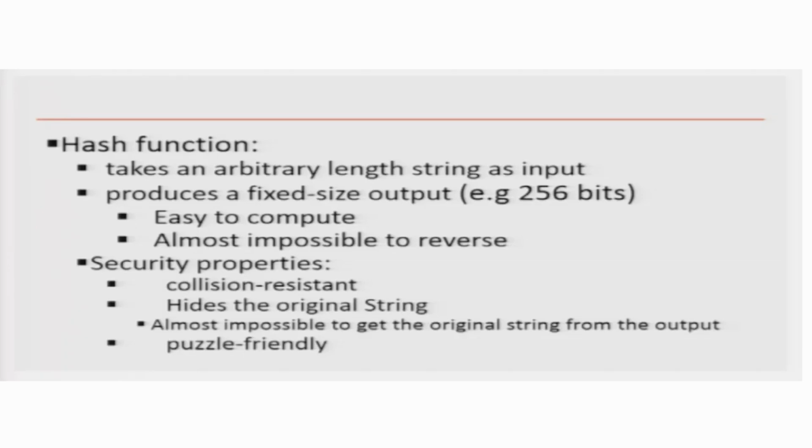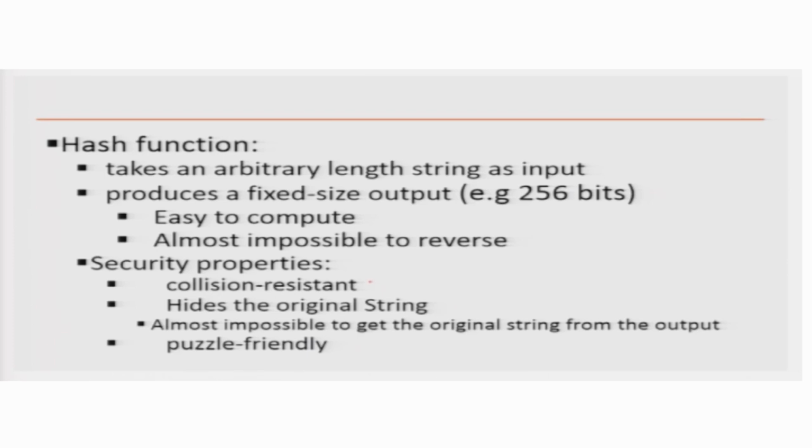So, it has to be easy to compute, but you cannot reverse it, which means that if I give you the output, you should not be able to say which string was put into the hash function to produce this output. So, it is almost impossible to reverse. Now, it has to have some security properties. Any function that makes it impossible to reverse is not necessarily a good hash function. So, it has to have certain properties.